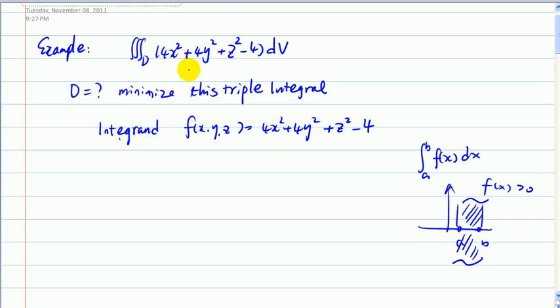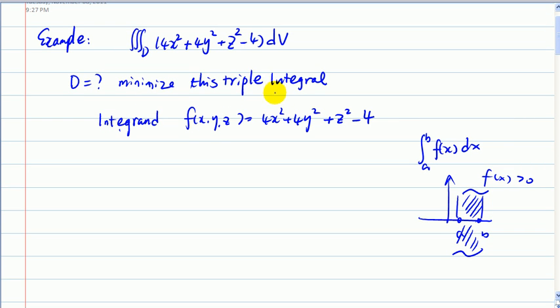If the integrand is greater than 0, then the whole integral will also be greater than 0. But if it is less than 0, the triple integral will also be less than 0. But what determines whether the integrand is less than or greater than 0? That comes from the region D. The domain D determines the value of the integrand f of x, y, z. We wanted to minimize this, so we want a region D such that the whole thing is less than 0, or negative.